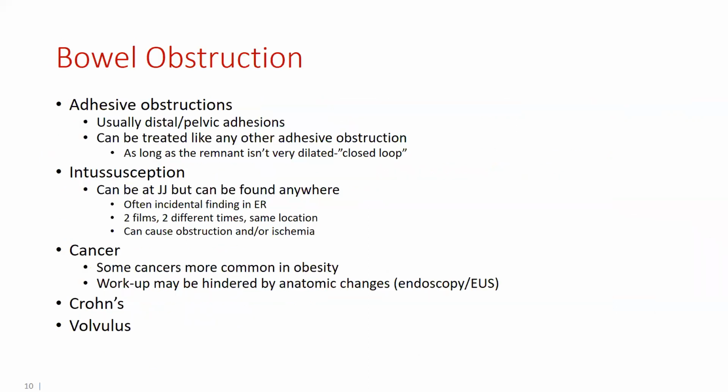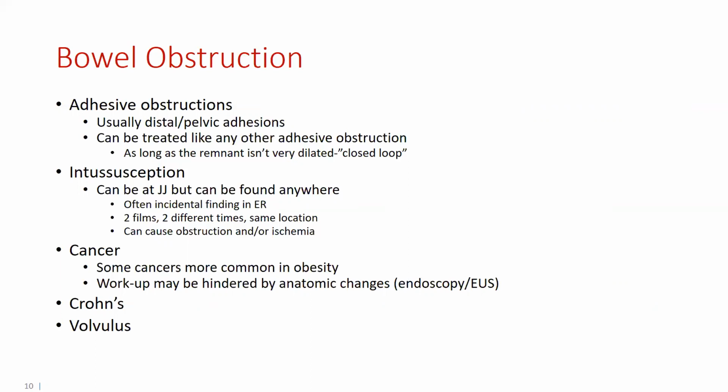Bowel obstructions: I know there's another talk on these, but the non-bariatric bowel obstructions tend to be adhesive obstructions, usually in the pelvis and distally. The most important thing I'll say about bowel obstructions is that it's all about the remnant. If the remnant and BP limb are really, really dilated, I think that's a surgical emergency no matter where the obstruction is. You need to take those patients back to the OR. That's usually a closed loop obstruction, and when that remnant decides to perforate or blow out, that's pretty catastrophic.